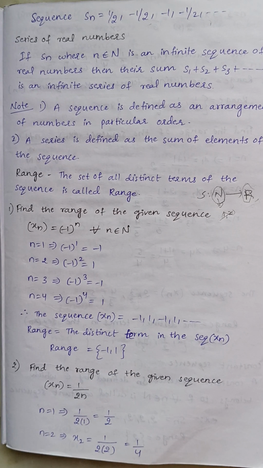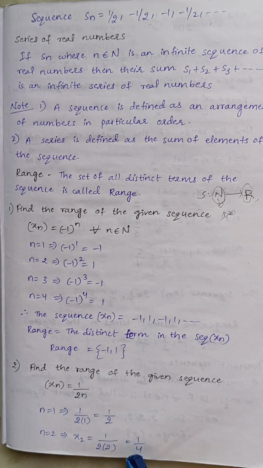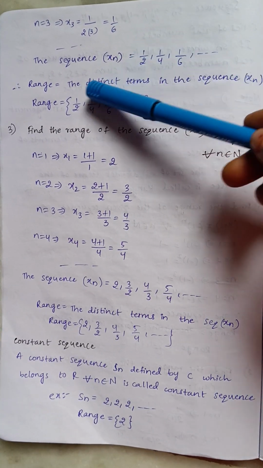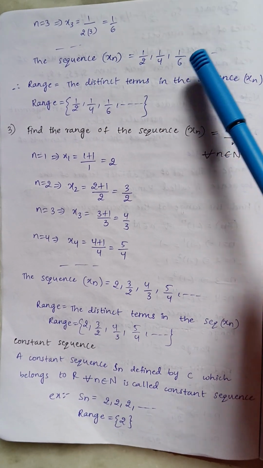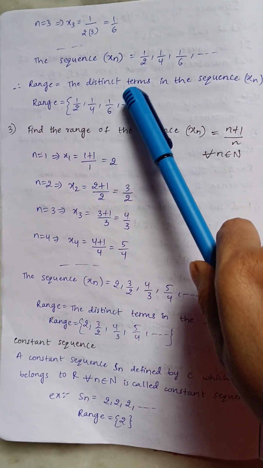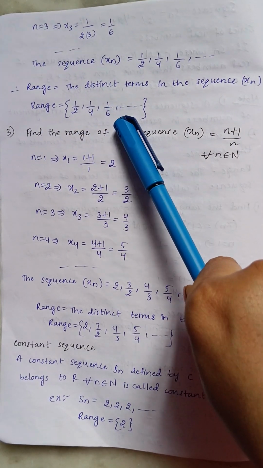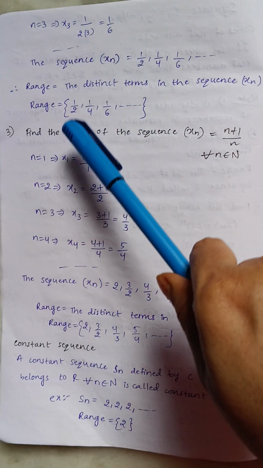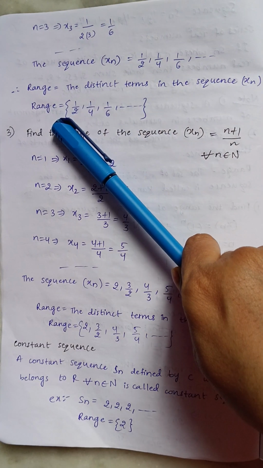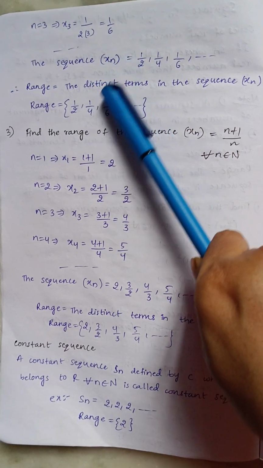See here, for the range of this sequence, when you substitute 1 you get 1 by 2. For 2, 2 twos are 4, so 1 by 4. For 3 we get 1 by 6. So the sequence is 1 by 2, 1 by 4, 1 by 6, and none is repeated, so all are distinct elements. The range is the distinct terms in the sequence, so you should write all the terms. What is the difference between range and sequence? A sequence means you take the first term, second term, third term, like this. The range is taken as a set having the distinct elements. That is the difference between range and sequence.